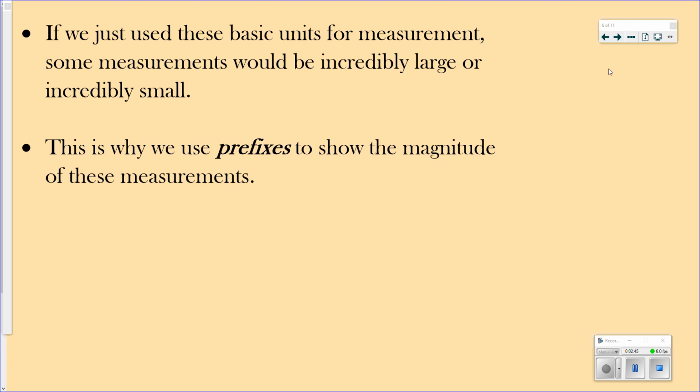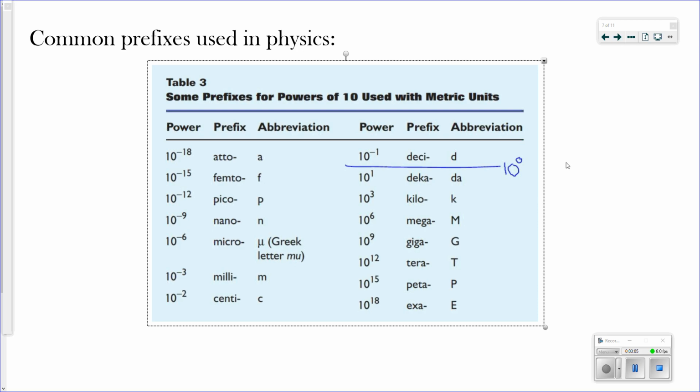So if we just use these basic SI units, some of the measurements would be incredibly large and some of them would be incredibly small. This is why we use prefixes to describe the magnitude of these measurements or describe the powers of 10 of those measurements. This table is on Schoology, so you do not have to pause the video at this point to take notes on it. But this is the common set of prefixes that we're going to use in this course.